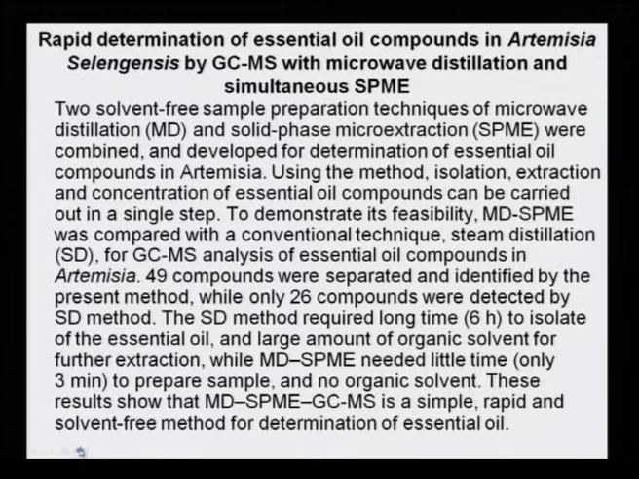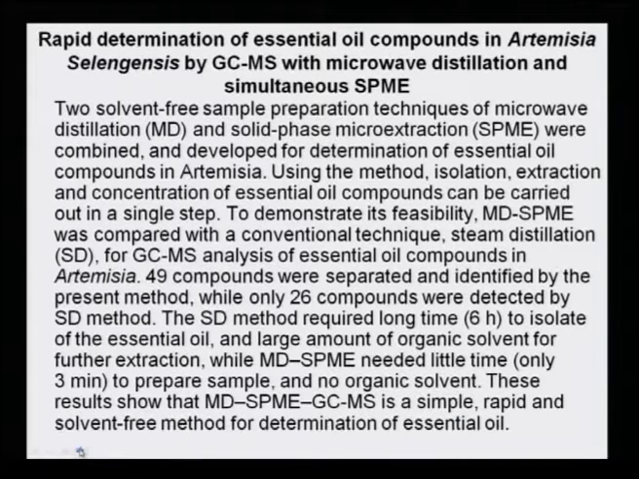Two solvent free sample preparation techniques, the microwave distillation, that is the MD, and the solid phase microwave extraction, SPME, were combined and developed for determination of essential oil compounds in Artemisia. Using the method, isolation, extraction and concentration of essential oil compounds can be carried out in just one single step.